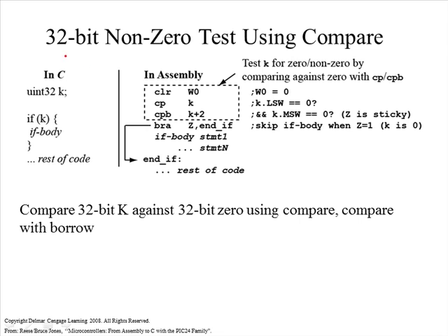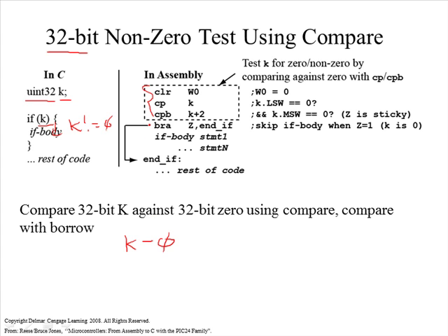Let's begin discussing conditional execution using 32-bit values. Here k is an unsigned 32-bit variable. Here we're going to check to see if k is not equal to 0. If it's not equal to 0, we're going to execute this if body. To do this, we first need to test the value of k. We can do that by subtracting 0 from it.